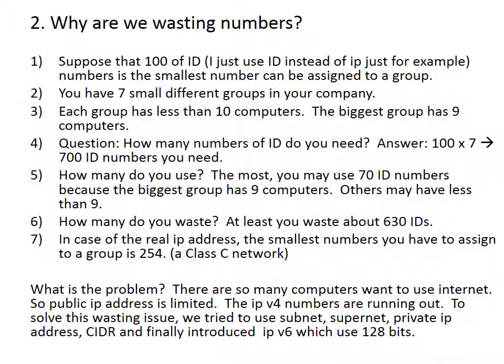If you apply the story to real IP addresses, the smallest number you have to assign to a group is 254, a Class C network. If you have less than 254 host computers, you may waste IP addresses. What is the problem? There are so many computers that want to use the internet, so public IP addresses are limited. The IPv4 numbers are running out. To solve this wasting issue, we tried to use subnet, supernet, private IP address, and CIDR. And finally IPv6, which uses 128 bits, was introduced.